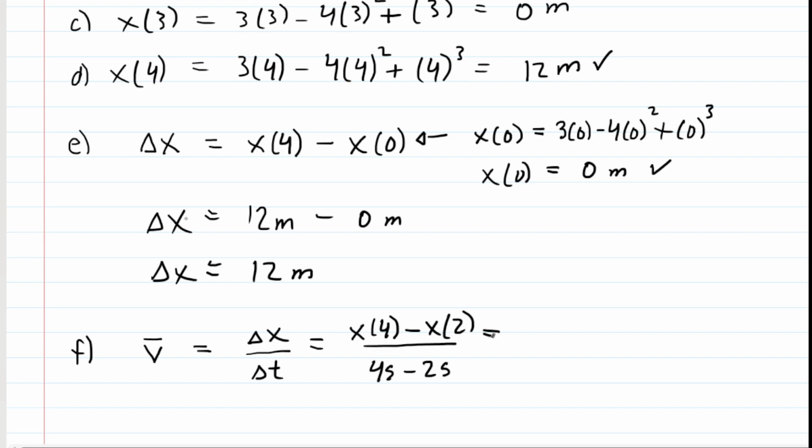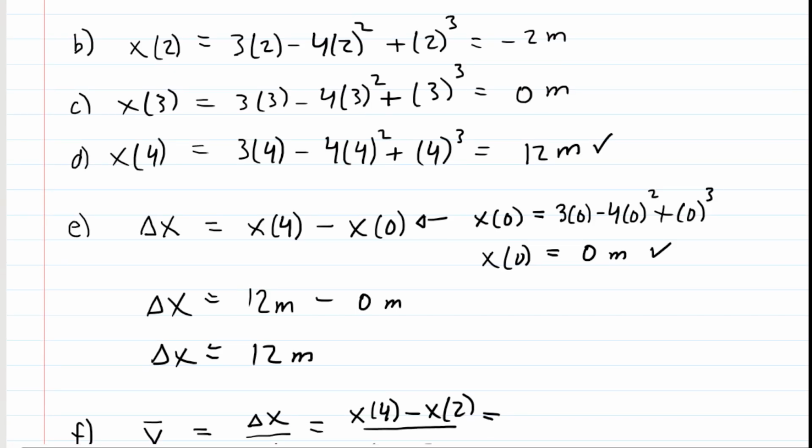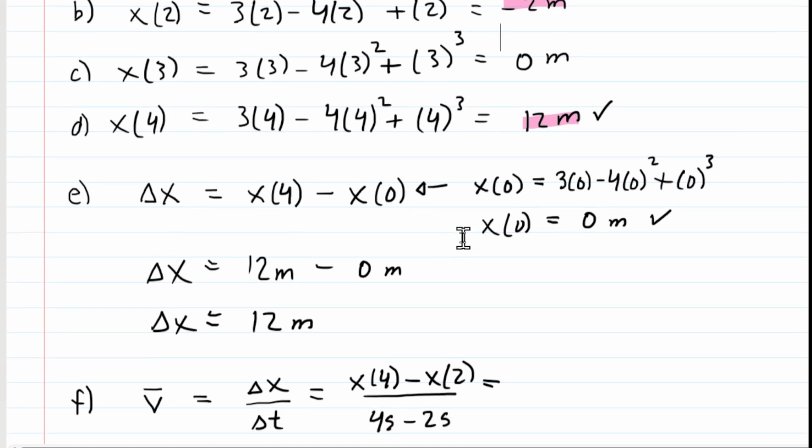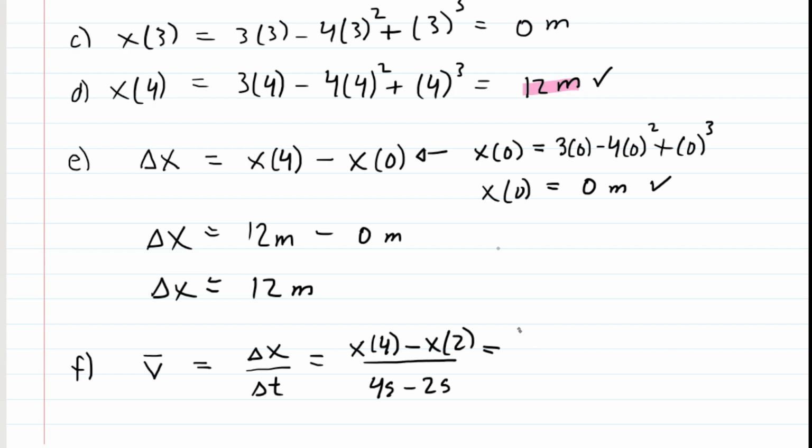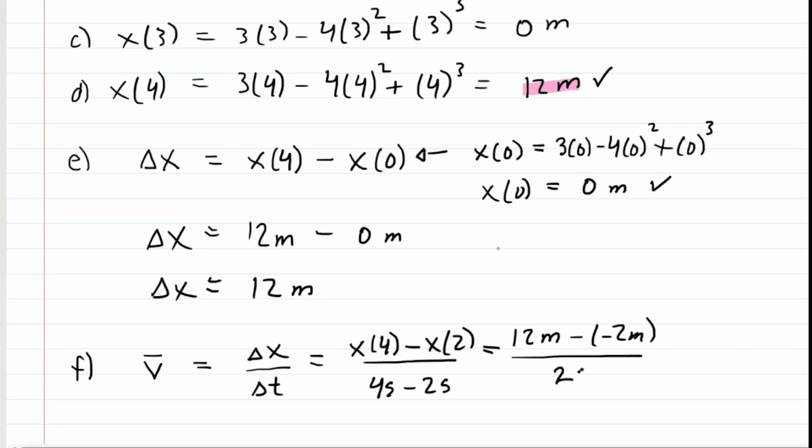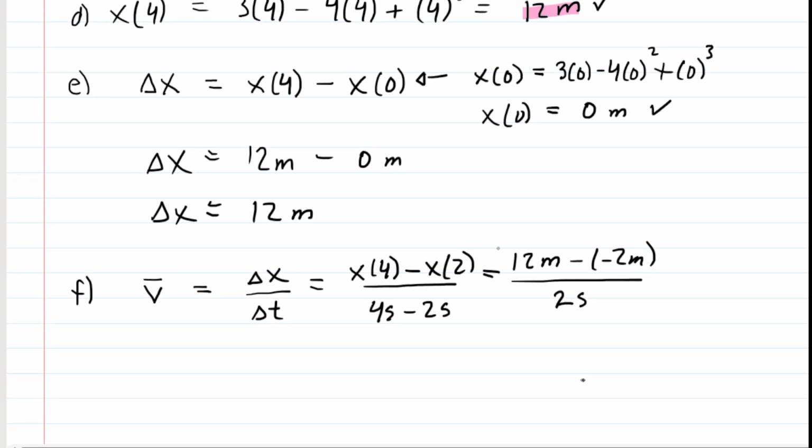We have those positions. We go back to our data here. The position at 4 seconds is 12 meters. The position at 2 seconds is -2 meters. So we'll plug those in very carefully. We do need to be careful because it's going to be 12 meters and then subtracting a -2 meters. So watch that subtraction of a negative. In the denominator, we just have 2 seconds. So 12 minus -2 is 14. Divided by 2 is 7. We're left with 7 meters per second. That is the average velocity in that time interval, the correct answer to part F.